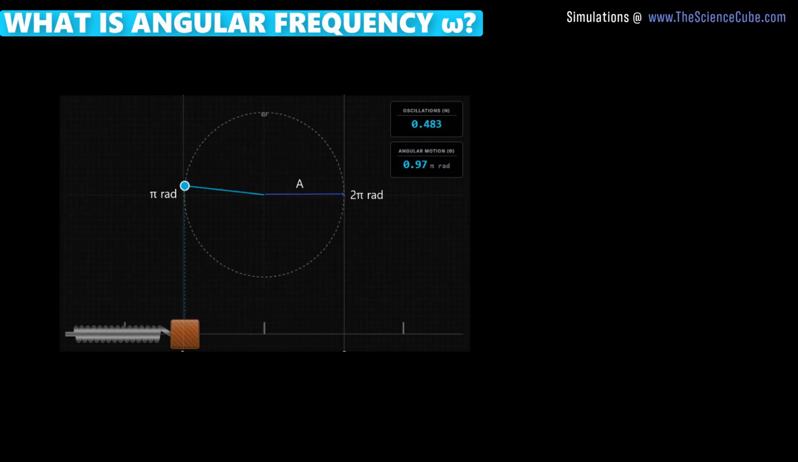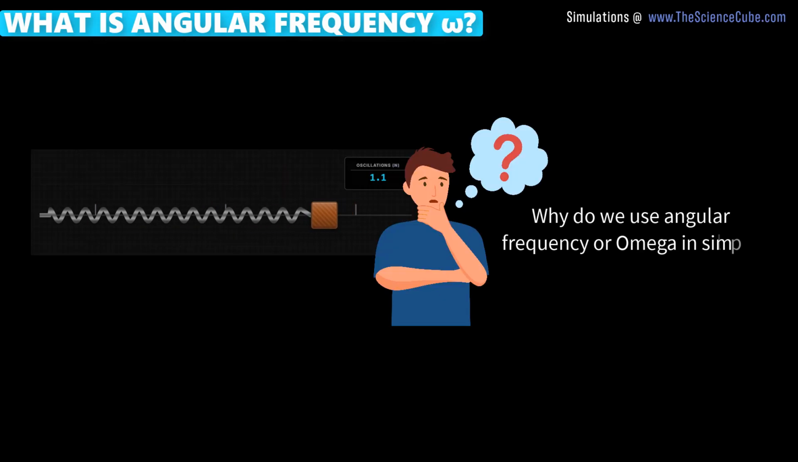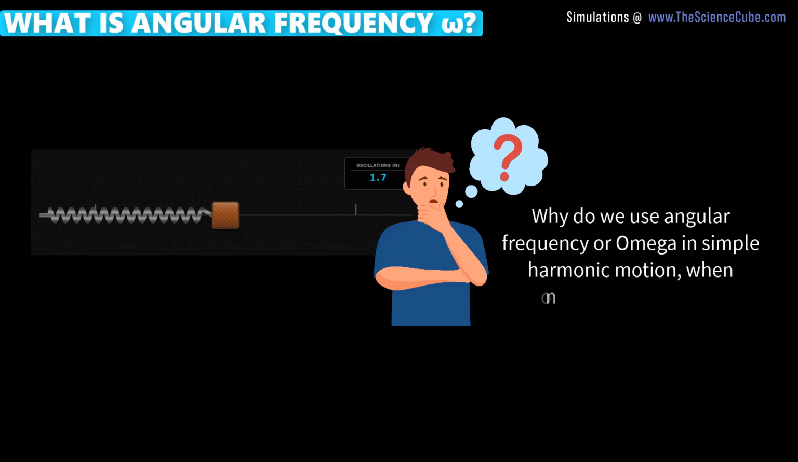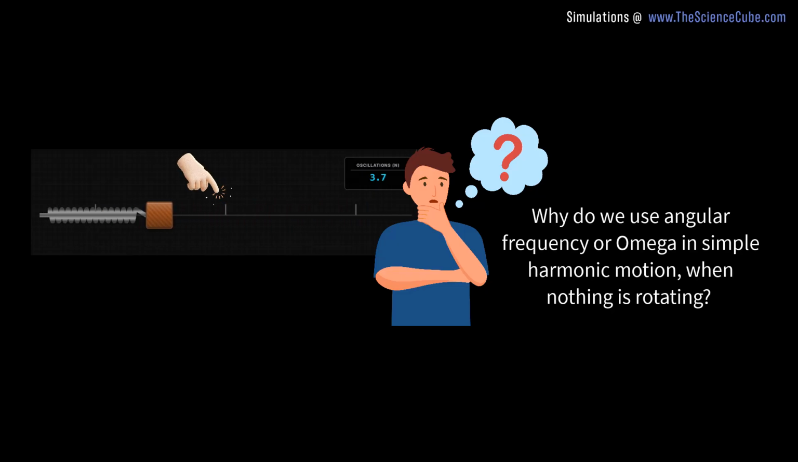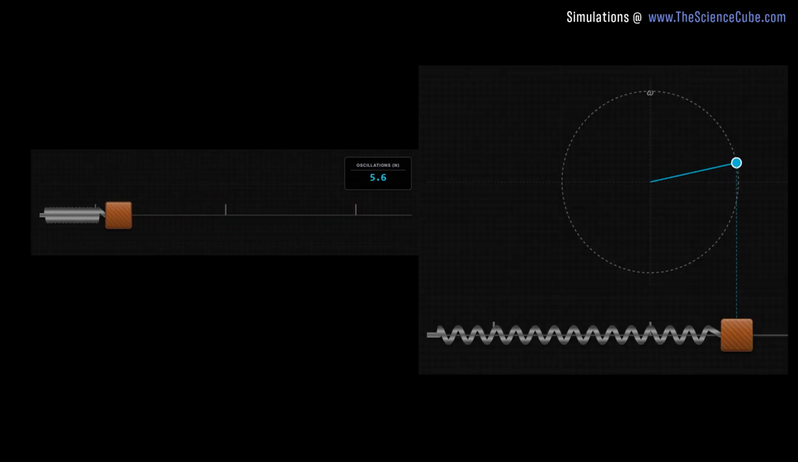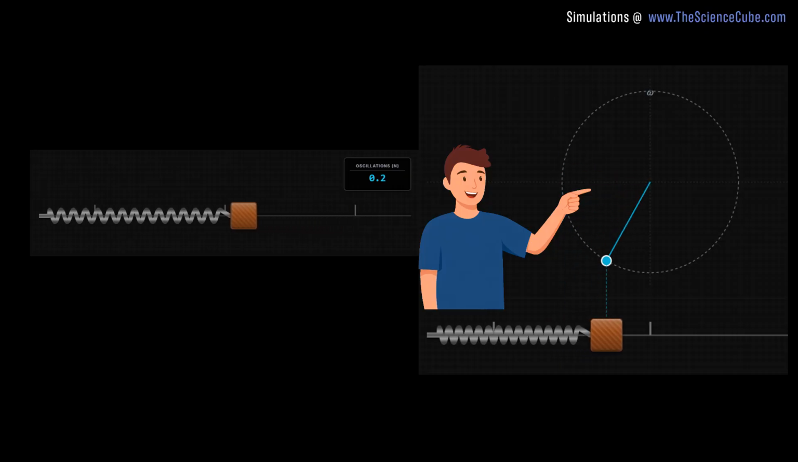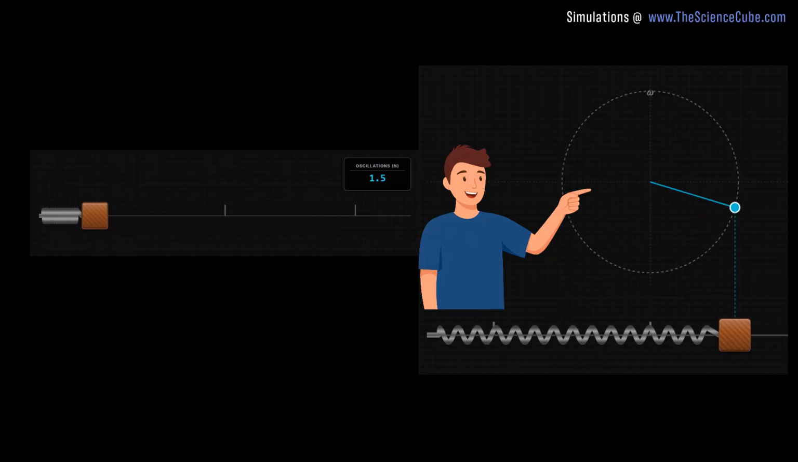Hello and welcome back, and today we answer a confusing question. That is, why do we use angular frequency or omega in simple harmonic motion when nothing is actually rotating? You see, the mass moves in a straight line, yet the math looks like circles. In this lesson, we'll see how circular motion acts as a perfect hidden code to unlock the physics of simple harmonic motion.